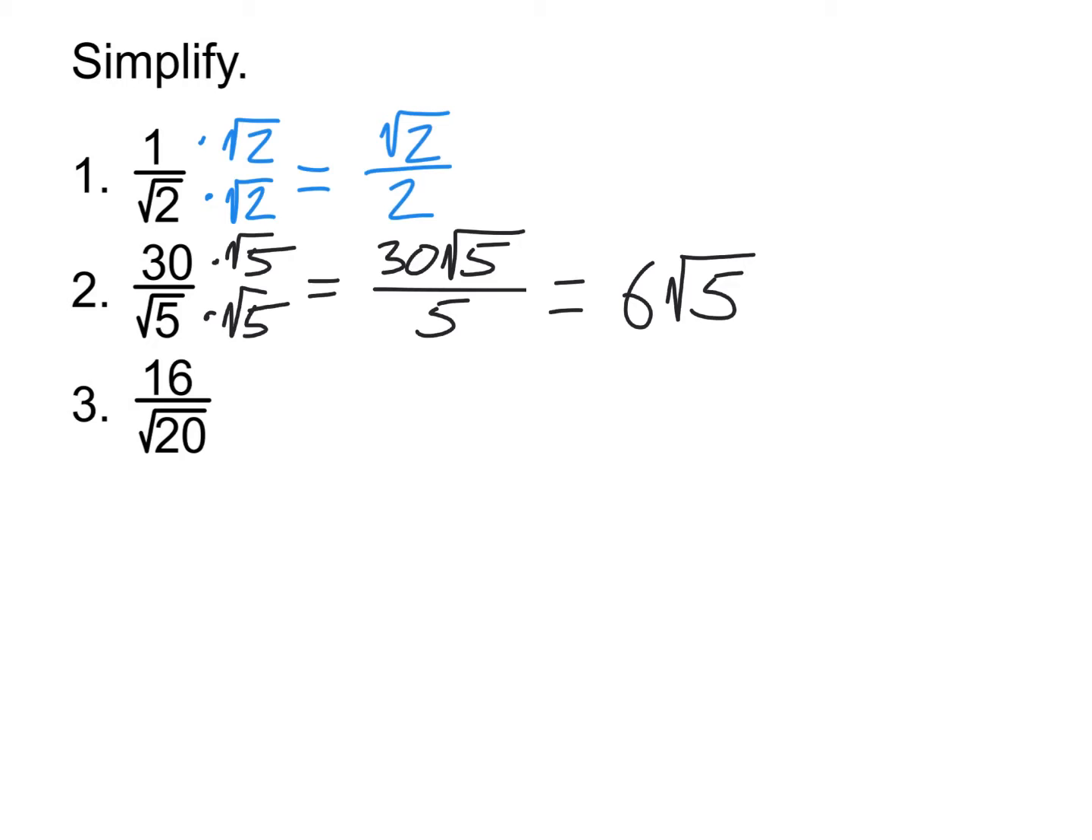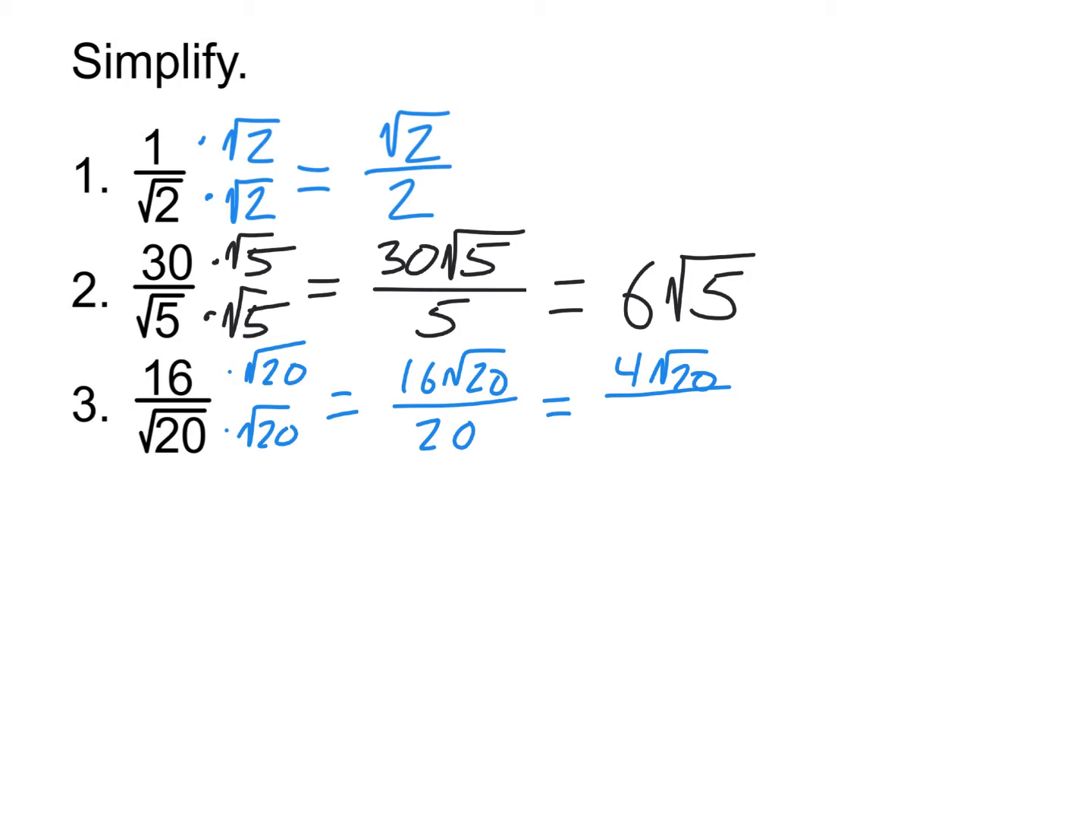And finally for number 3, same kind of an idea. I'm going to multiply top and bottom by the square root. So I multiply top and bottom by root 20. And so that gives me 16 root 20 over 20. And now we can look to simplify again. And if you look at the 16 and the 20, yes, we can divide both of those. Both of them divide by 4. So that's going to give me 4 root 20 on the top. And if I divide the bottom by 4, that gives me 5.